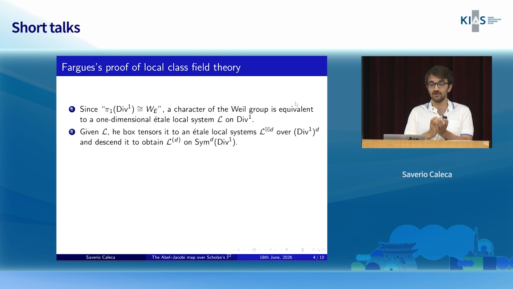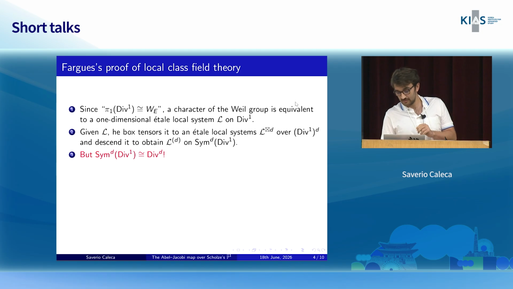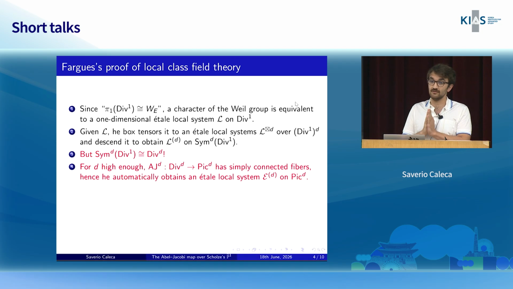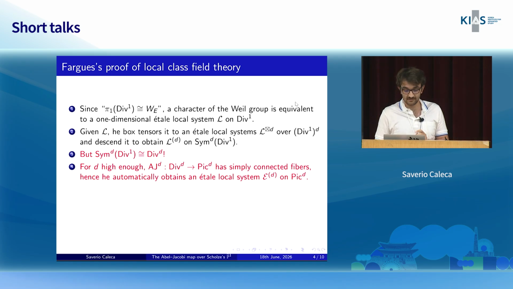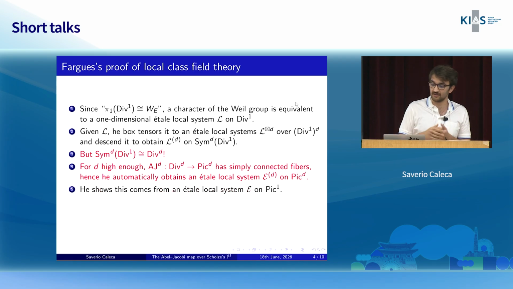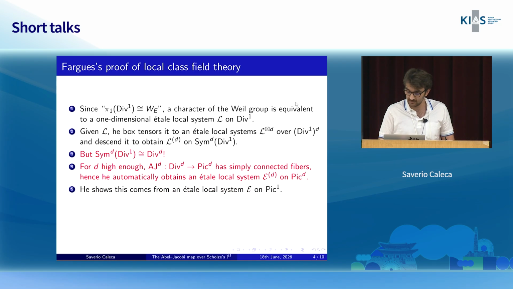Given L, we box tensor it to an entire local system over D copies of D1, and then descend it to an entire local system now on the D-symmetric power of D1. But as Min just said yesterday, the D-symmetric power of D1 is Div D. Now pay attention to the red parts. And for D large enough, the Abel-Jacobi map has simply connected fibers. So we automatically obtain an entire local system ED on Pic D.